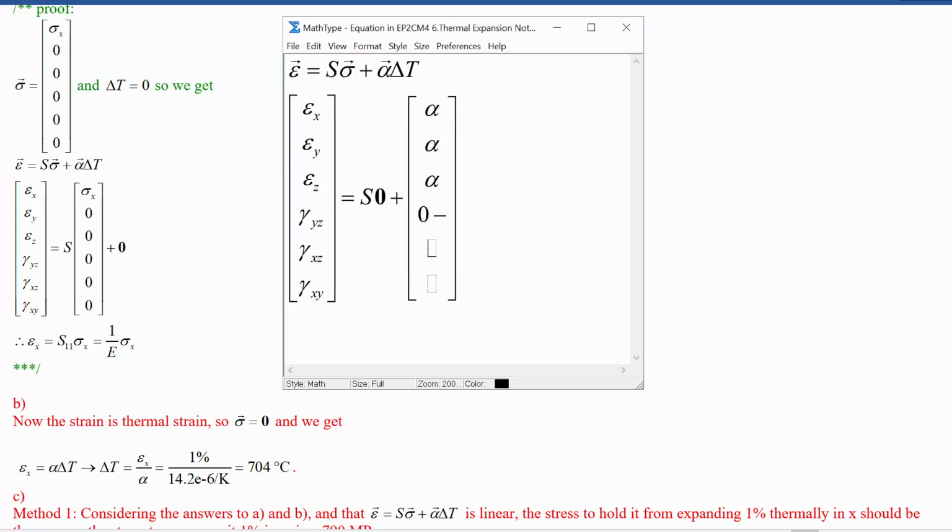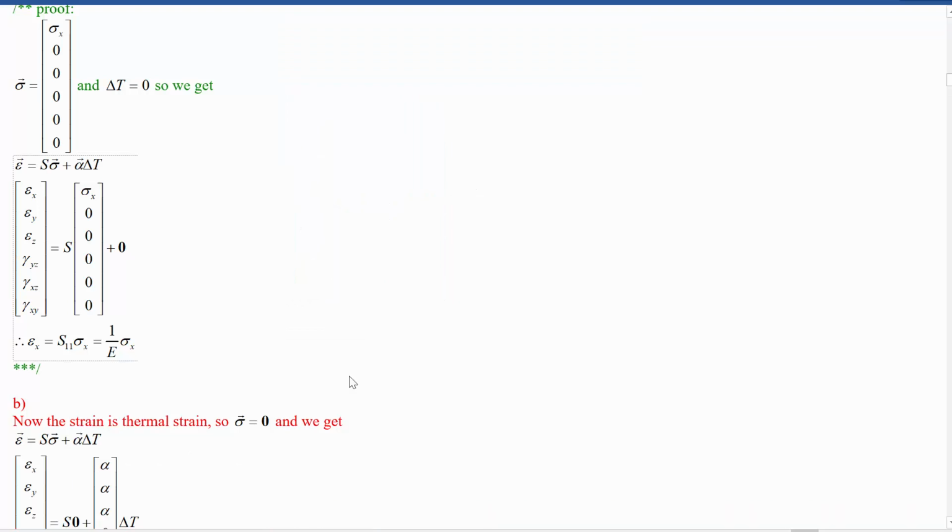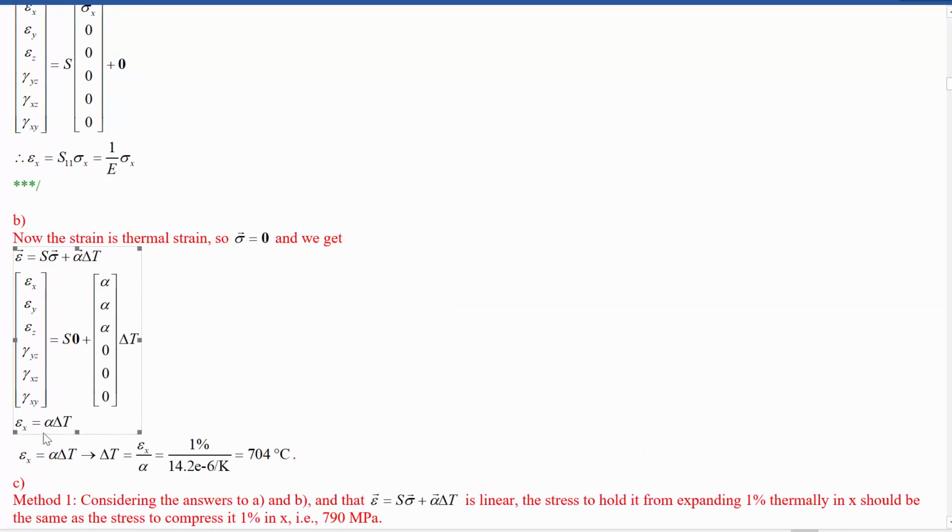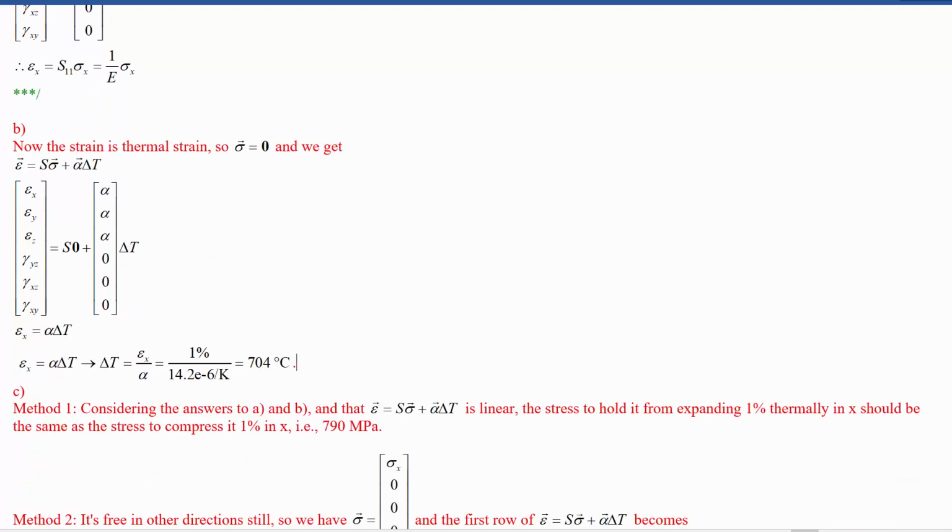Alpha for an isotropic material is just the same as alpha x, or maybe we'll just call that scalar alpha, not vector alpha, multiplied by delta t. So this tells us directly that epsilon x is equal to alpha delta t. Aha. Okay, so now that we've got that, we can work out what the temperature change needs to be to get a certain strain. So we just take that strain and divide by alpha. And this is where we got the 704 degrees C earlier.